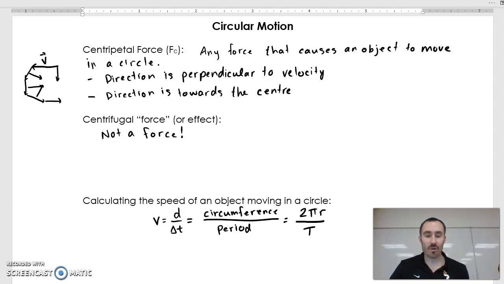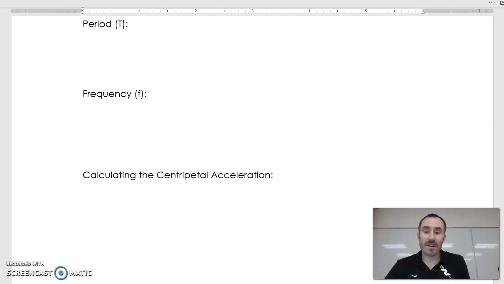So this is our formula for the speed of an object moving in a circle. We need to know the size of the circle, and we need to know how long it takes to go around the circle. So period is the time it takes to go around the circle once. That's usually in seconds.